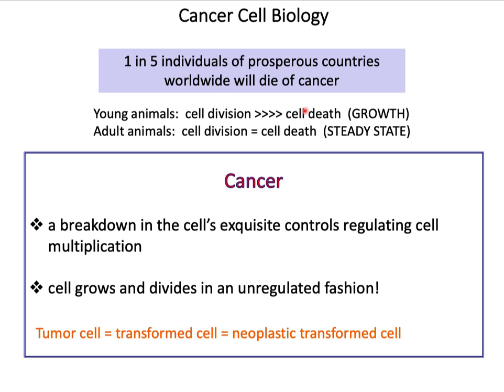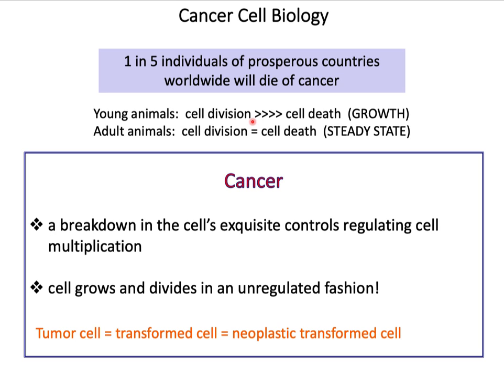In young animals, cell division exceeds cell death and you have a net growth. In adult animals, cell division usually equals cell death. You have this steady state. You don't have this net growth. And this steady state comes about because there is this exquisite control on the cell cycle. We learned about that in an earlier topic in this course. And cancer is essentially a breakdown in the cell's ability to regulate its own division or its multiplication.